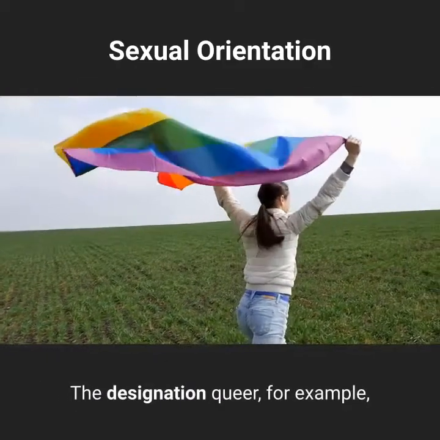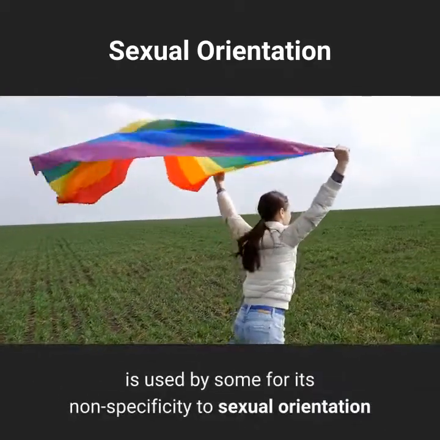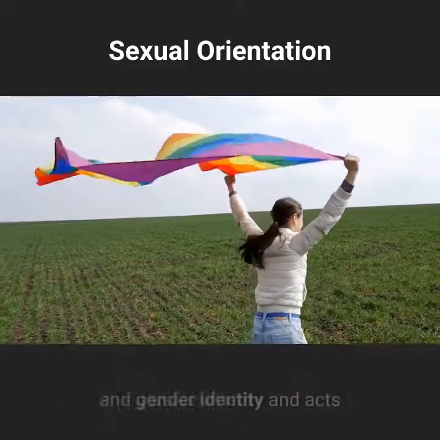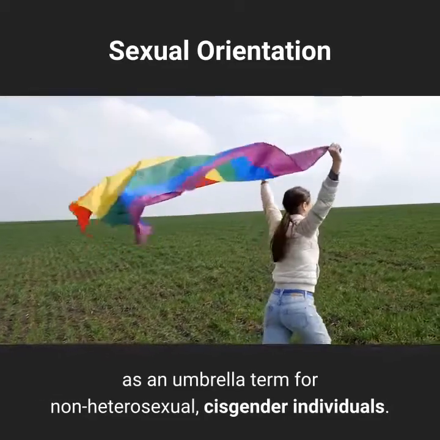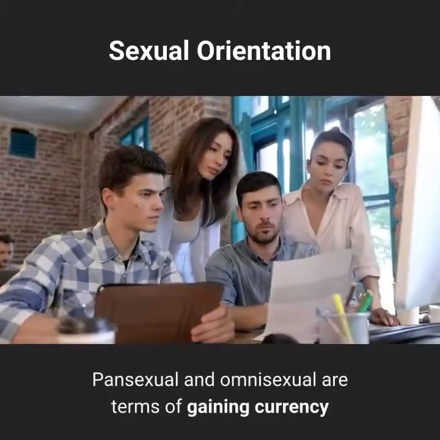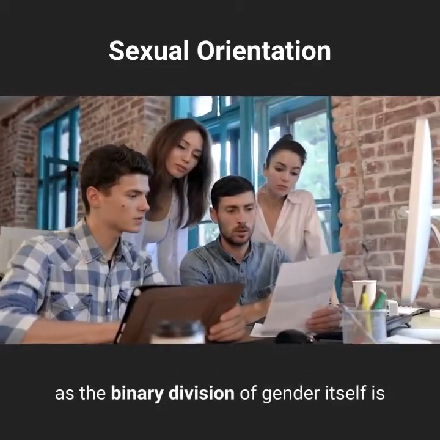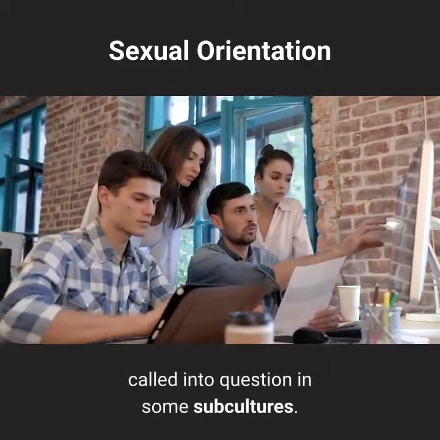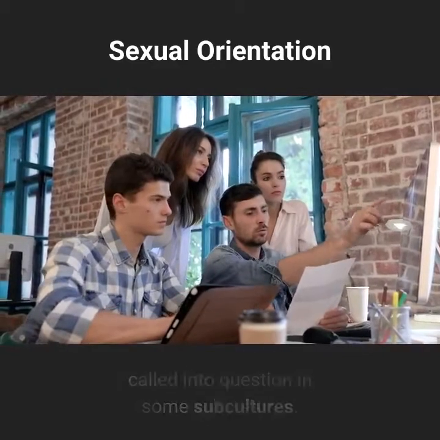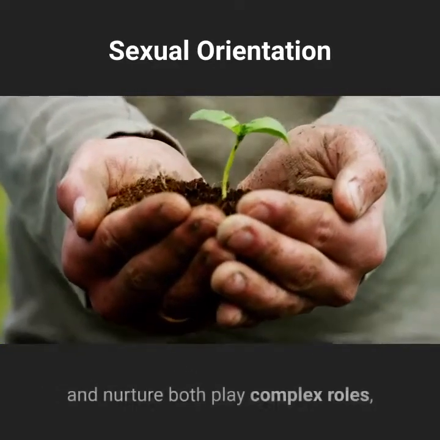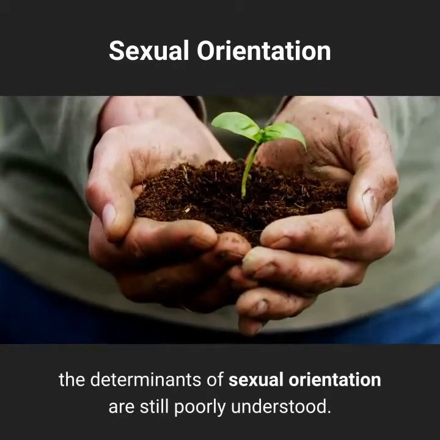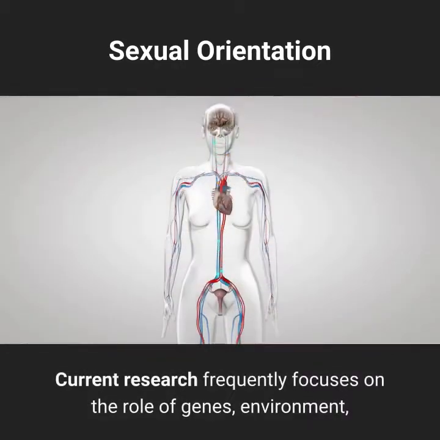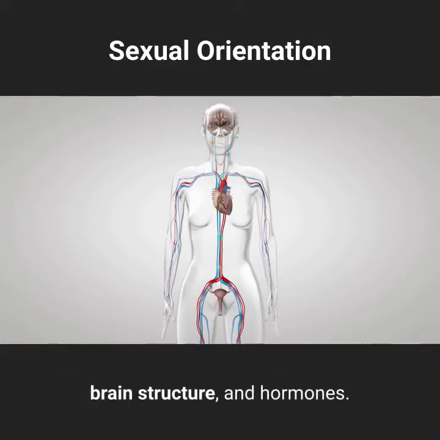The designation queer, for example, is used by some for its non-specificity to sexual orientation and gender identity and acts as an umbrella term for non-heterosexual, cisgender individuals. Pansexual and omnisexual are terms gaining currency as the binary division of gender itself is called into question in some subcultures. While most scientists agree that nature and nurture both play complex roles, the determinants of sexual orientation are still poorly understood. Current research frequently focuses on the role of genes, environment, brain structure, and hormones.